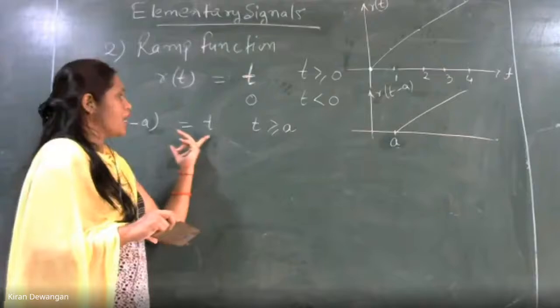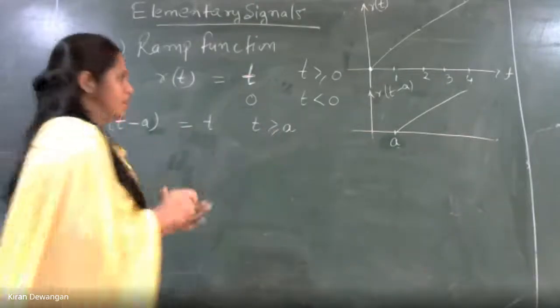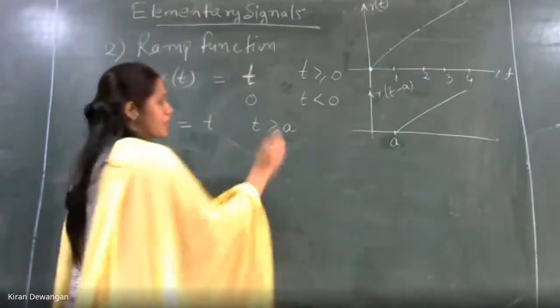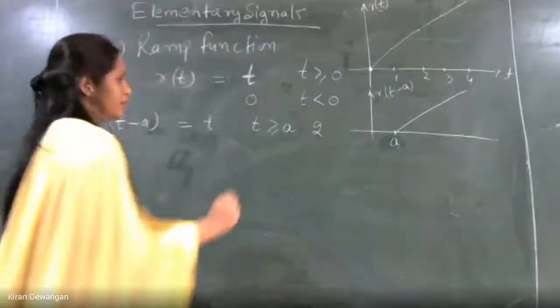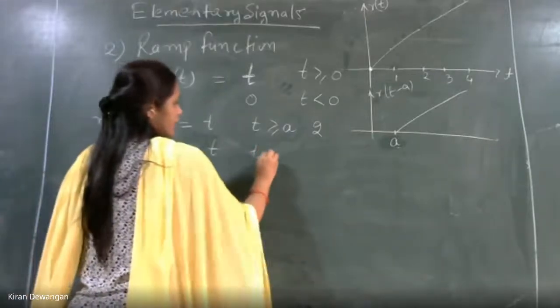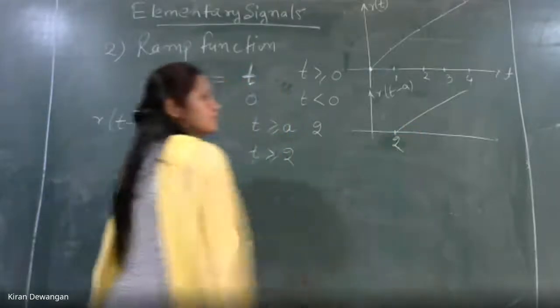ठीक है. यहाँ पर t है, t की वैल्यू it is greater than a है. Now let us assume, हमें कुछ a को assume करना पड़ेगा. Let us assume a to be 2. 2 assume कर लेते हैं. ठीक है? So it is t greater than and equals to 2. Let us take this value as true.